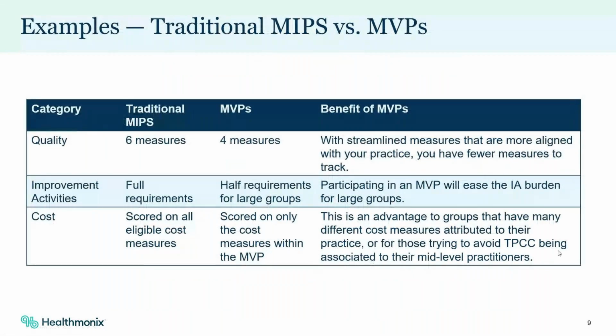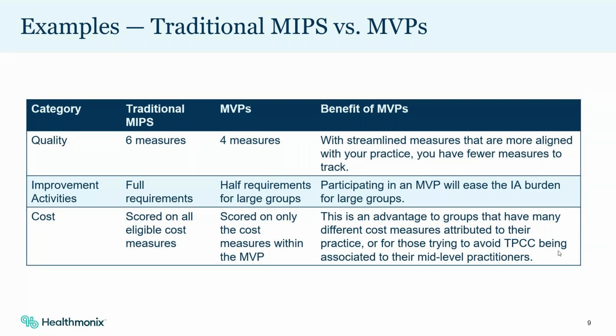So a little comparison between traditional MIPS and MVPs. I'll go over the three main categories here. Quality. For quality in traditional MIPS, it's 6 measures you need to report. For MVPs, there's only 4. It streamlines and aligns with your practice, so your specialty or the type of patients that you're seeing. So really giving you an opportunity, hopefully, to get away from the very basic measures like your medication lists and your advanced care plan, things that you've been doing since the good old PQRS days in 2015, 16, 17, around then.